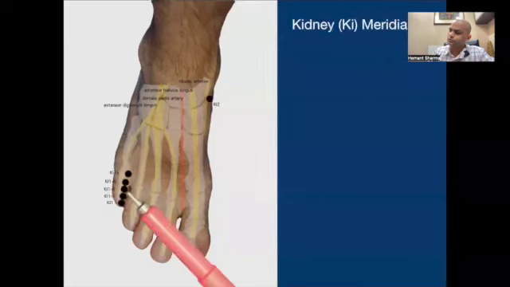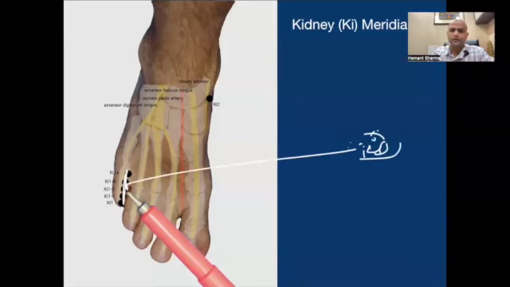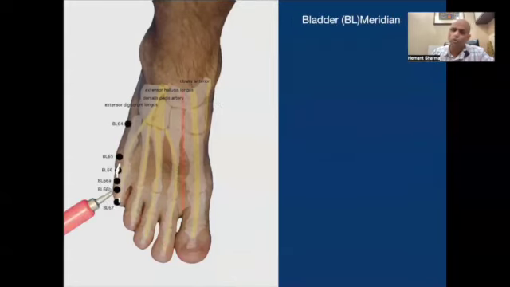Now let's move to the last toe, the small toe. On the inside we have the kidney meridian. Dr. Bowl started the kidney meridian from the inside, and on the outside we have the regular urinary bladder meridian. Right? In that way, this was a quick discussion.